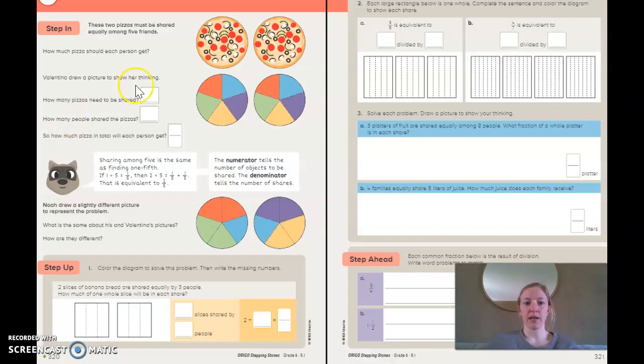All right, guys, we're going to go ahead and jump into Module 9. It's still common fractions, and now it's just relating those fractions to division. So you can do it. I believe in you. Let's get started.